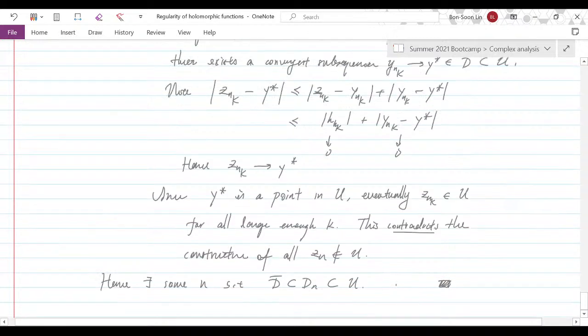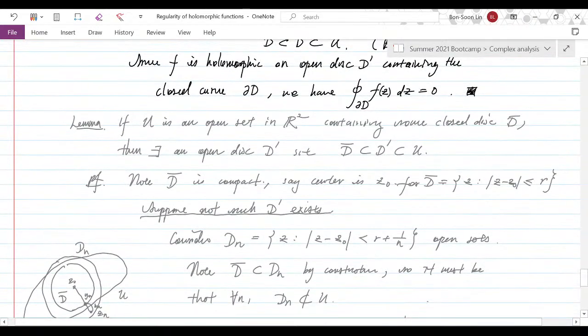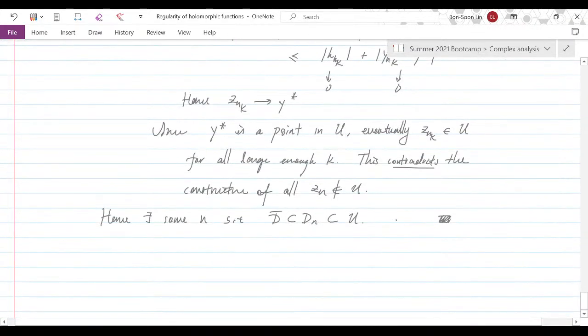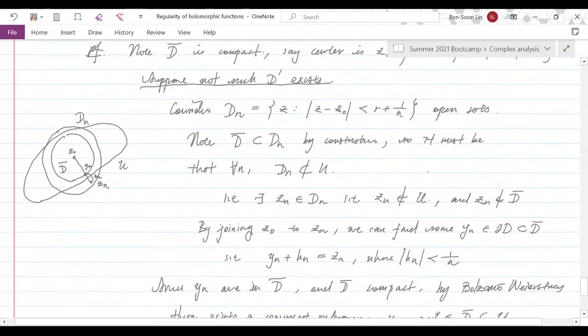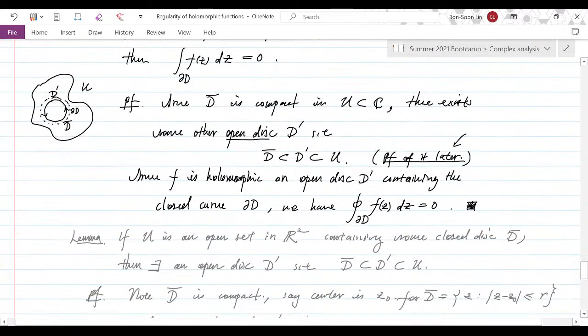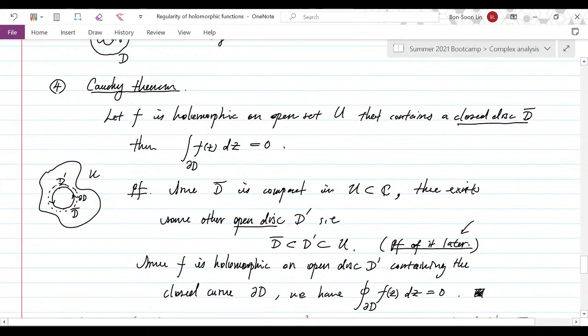We could have just contradicted the fact that, suppose there is no such disk with the same center, but the radius is r plus 1 over n, that contains D bar but is also in U, right? If not, then none of this is true, but that gives us a contradiction. So this is possible. We can always fit a sort of halo open disk around any closed disk that is inside some open set. Okay. So what does this give us?